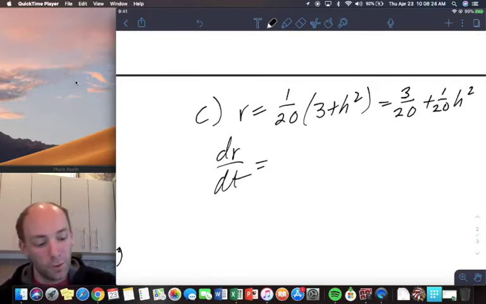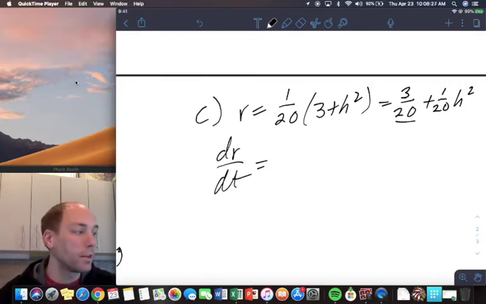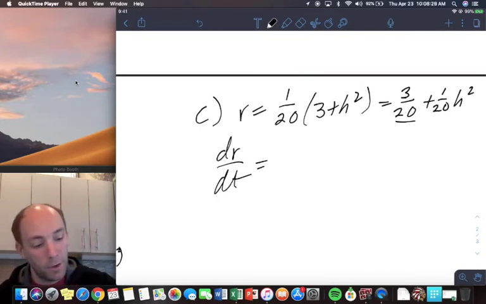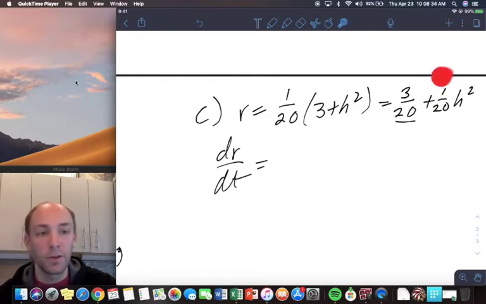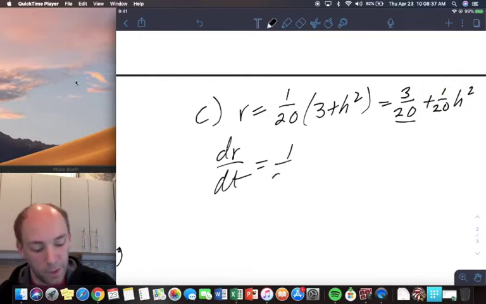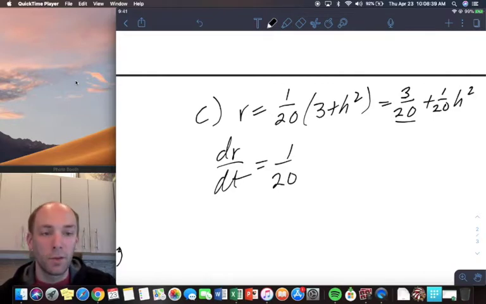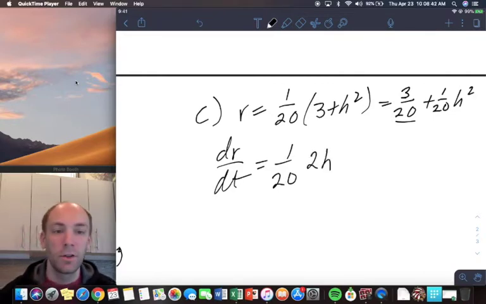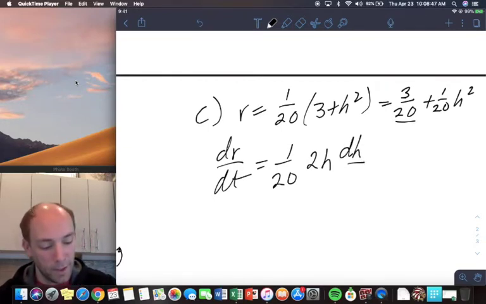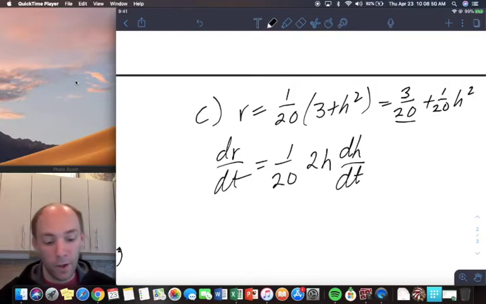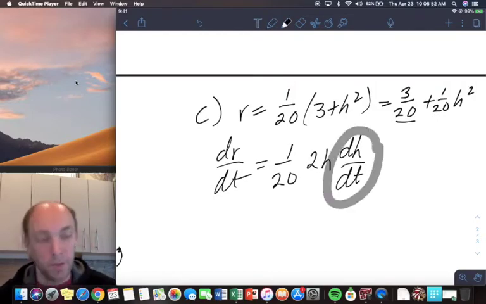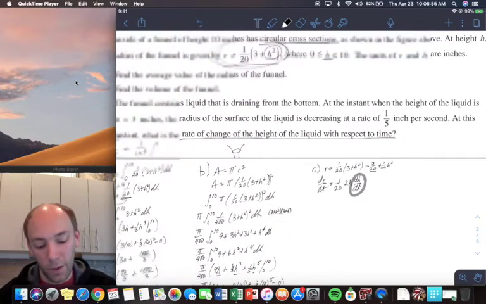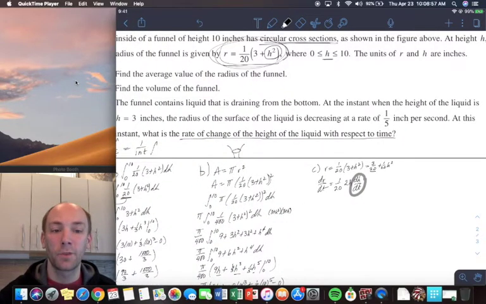Now we're taking the derivative with respect to time. The derivative of 3 over 20 would be 0. That doesn't impact anything. The derivative of 1/20 h squared: the 1/20 would stay, the derivative of h squared would be 2h, and then the derivative of h with respect to time would be dh over dt. I'm going to need to solve for this, because it wants to know the rate of change of the height with respect to time. That is dh/dt.